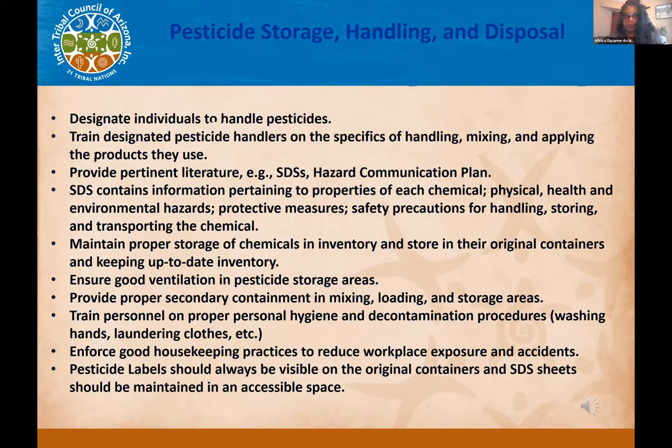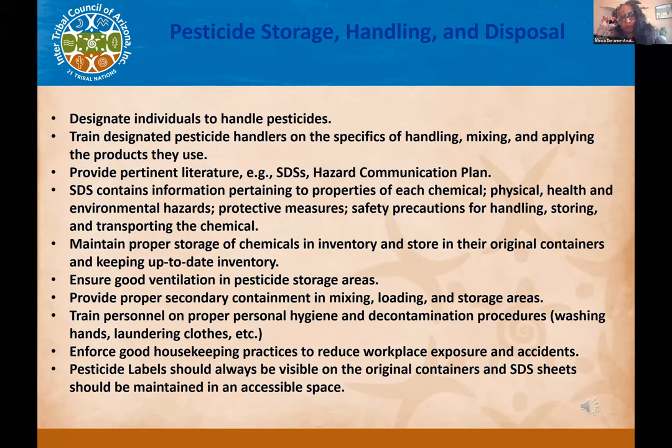Maintain proper storage of chemicals in inventory, store in the original containers, and keep an up-to-date inventory. You may have some gallons that are 5 years old, and do you think that chemical is still going to be effective if you're going to use it now? That's why it's important to only buy what you need.